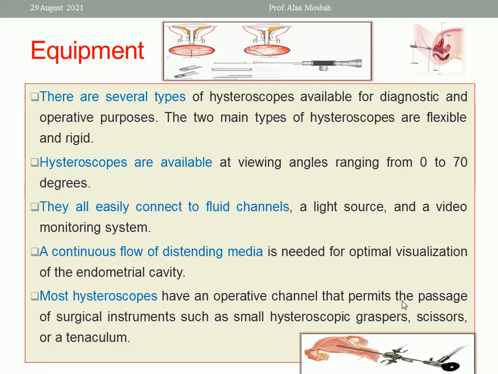Hysteroscopes are available at viewing angles ranging from 0 to 70, as we mentioned before. They all easily connect to fluid channels, light source, and the video monitoring system. Continuous flow of distending media is needed for optimal visualization of the endometrial cavity. Most hysteroscopes have an operative channel that permits the passage of surgical instruments such as a small hysteroscopic grasper, scissor, or tenaculum.